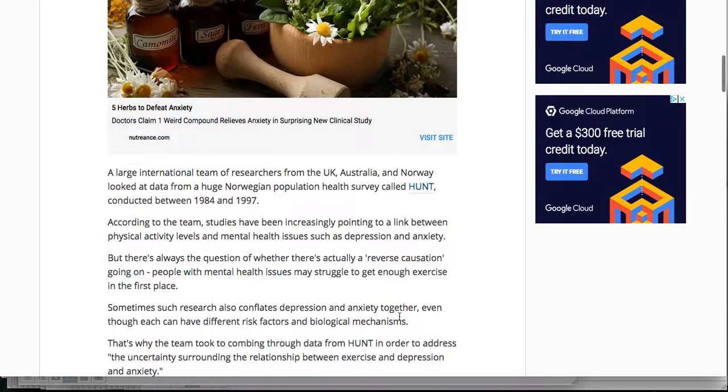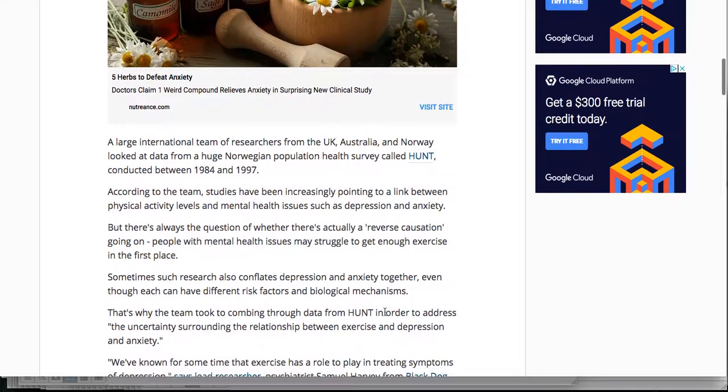Then it says, "A large international team of researchers from the UK, Australia, and Norway looked at data from a huge Norwegian population health survey called HUNT, conducted between 1984 and 1997. According to the team, studies have been increasingly pointing to a link between physical activity levels and mental health issues such as depression and anxiety. But there's always the question of whether there's actually a reverse causation going on. People with mental health issues may struggle to get enough exercise in the first place. Sometimes such research also conflates depression and anxiety together, even though they can have different risk factors and biological mechanisms. That's why the team took to combing through data from HUNT in order to address the uncertainty surrounding the relationship between exercise and depression and anxiety."